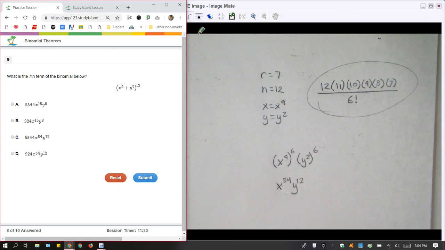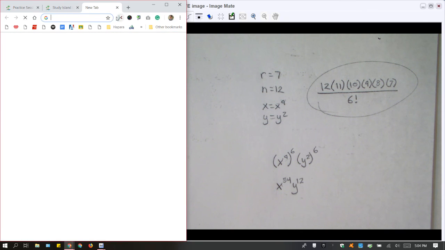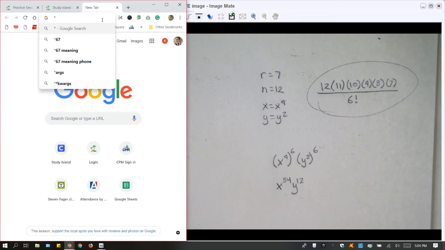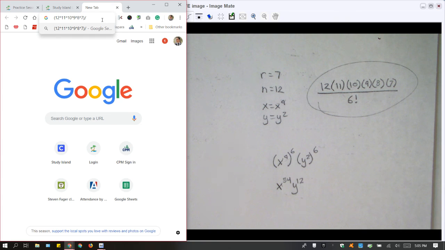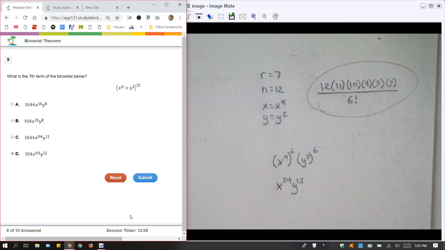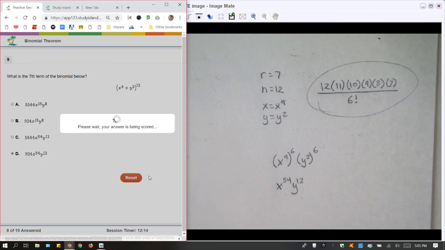I'm going to go ahead and plug it in. I can use Google, I believe, for this. I don't have a calculator handy. I'll start with parentheses here, and I'll say 12 times 11 times 10 times 9 times 8 times 7 divided by 6 factorial. Let's see what that says. 924. It says it right there. So again, 12 times 11 times 10 times 9 times 8 times 7 divided by 6 factorial is 924. And voila, 924, x to the 54th, y to the 12th.